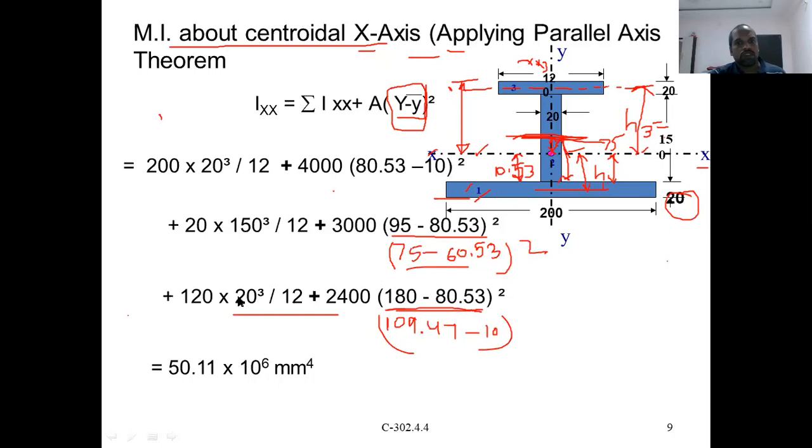Simplification rests on you. So your answer is 50.11 into 10 to the power 6. But be careful with simplification. Even if you have written everything correctly, if you make a mistake in this one calculation, you still lose marks. Sometimes the examiner may or may not check your entire calculation. If your answer is right, in most cases you will get the maximum marks, whereas if everything is correct but the answer is wrong, there is a possibility of losing more marks. That's why you have to be very careful about the calculation.